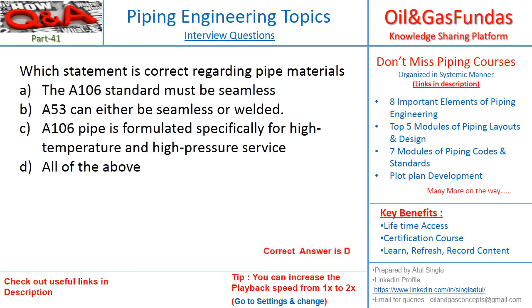The correct answer is D, all of the above. A106 covers only seamless pipes. A53 covers both seamless as well as welded pipes. A106 is designed for high temperature and pressure services. So these are the basic characteristics of these two materials. So we need to remember the statements. So the correct answer is D, all of the above.